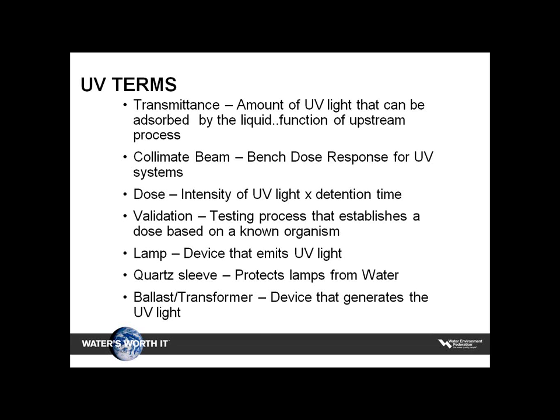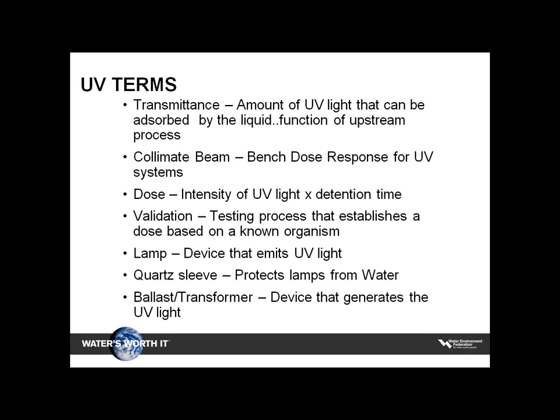It's analogous to a system like chlorine, where we have dose. So those are similar in terms, but it's really the amount of UV we're trying to apply and affect inactivation of the bacteria using either light and detention time.